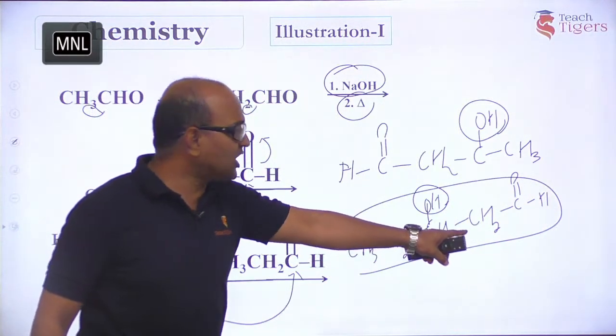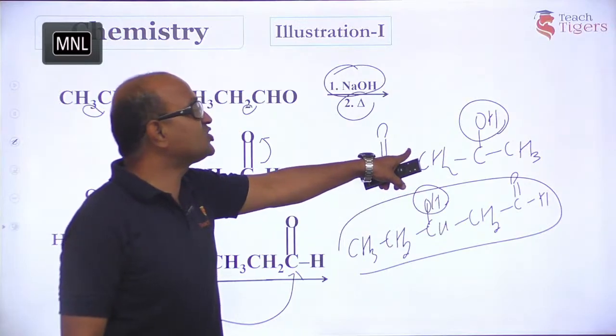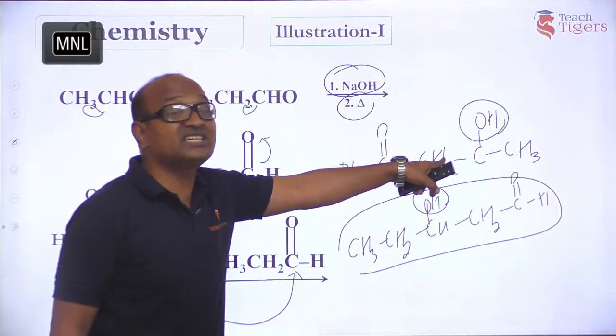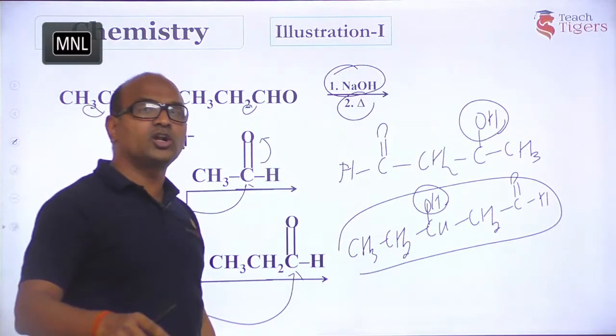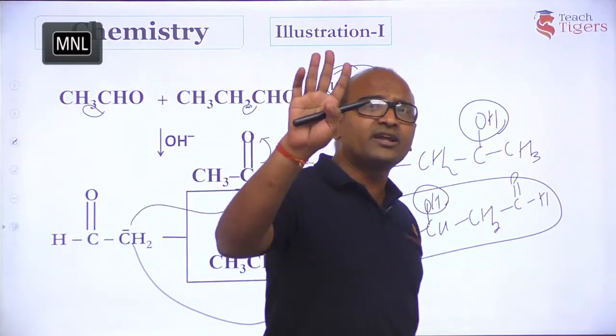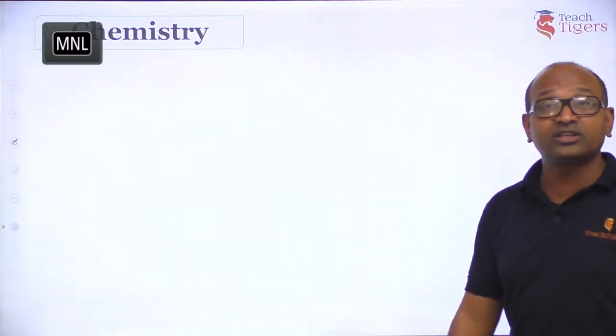So this is also a beta hydroxy. The first species is the simple aldol product. The second is the cross aldol. But I told you, you are going to get a mixture of 4. These are the 2. What about the remaining 2?